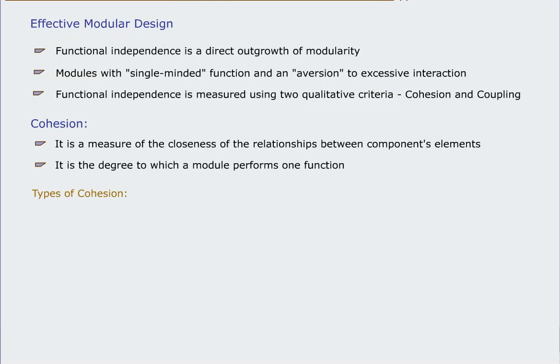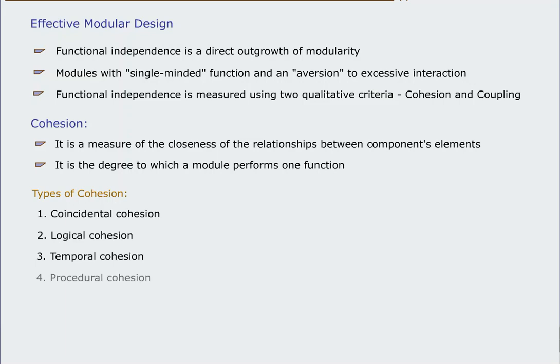Number 1, coincidental cohesion. Number 2, logical cohesion. Number 3, temporal cohesion. Number 4, procedural cohesion. Number 5, communicational cohesion. Number 6, informational cohesion. And number 7, functional cohesion.